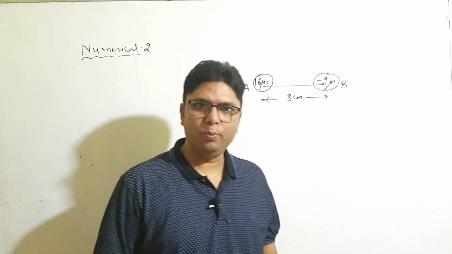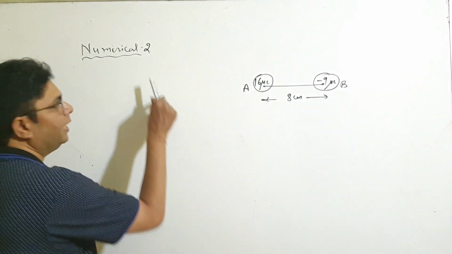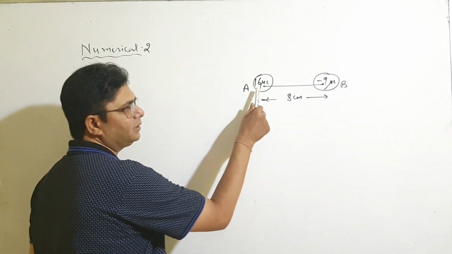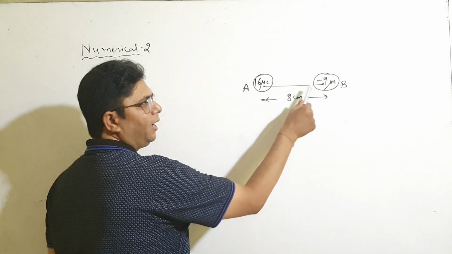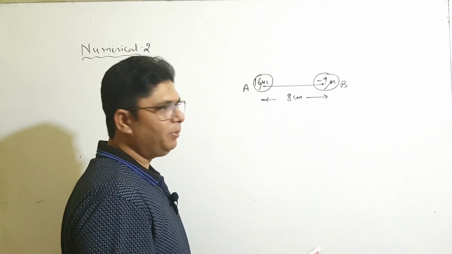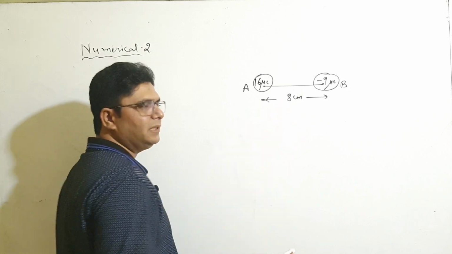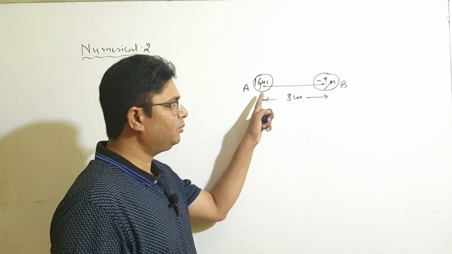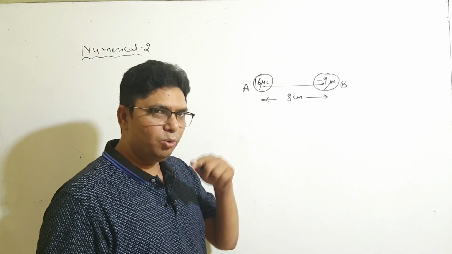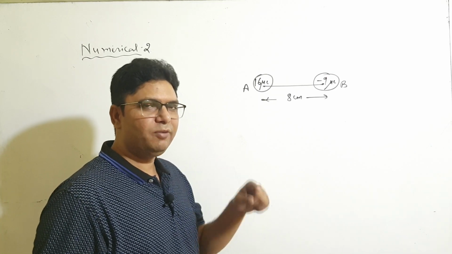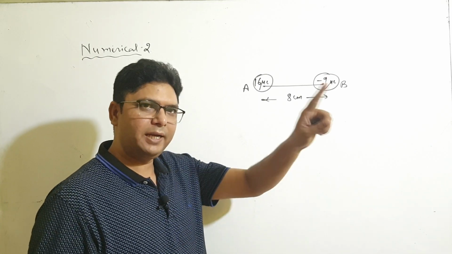Here is the second numerical for you. In this second numerical, I am taking 6 microcoulomb at A and minus 9 microcoulomb at B. Distance between A and B is 8 centimeters. So here one is a positive charge, one is a negative charge.